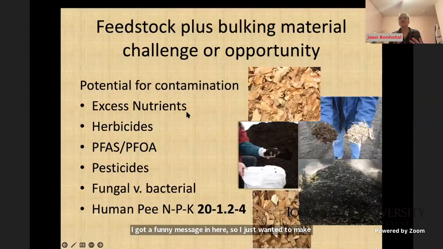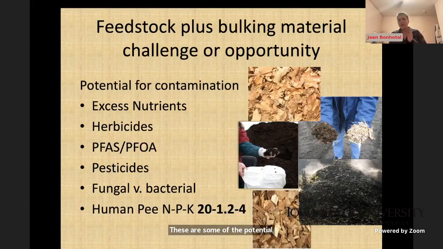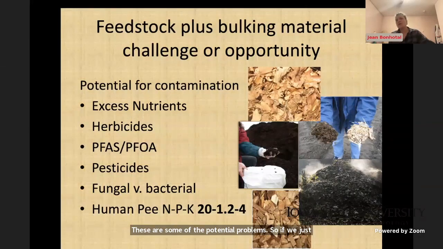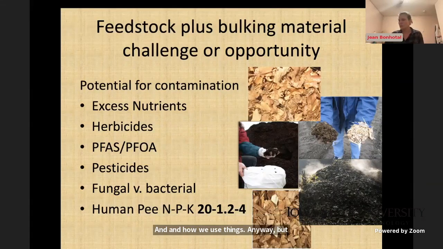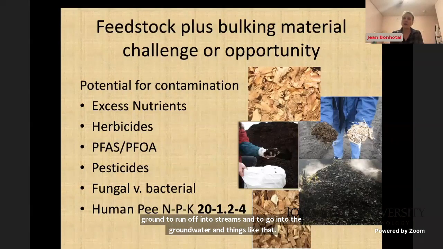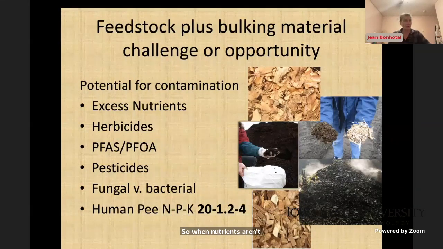Potential for contamination. So we have these feedstocks and we're looking for as clean a feedstock as we can. These are some of the potential problems. So if we just spread raw manure without composting it, we may lose some of those nutrients. And you've probably talked about that in gardening and how we use things anyway. But we don't want those excess nutrients when we put manure down on the ground to run off into streams and to go into the groundwater and things like that. So when nutrients aren't properly bound with the carbon and nitrogen, we can have problems with runoff.